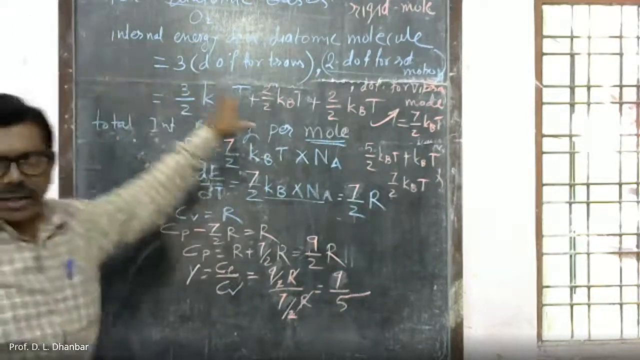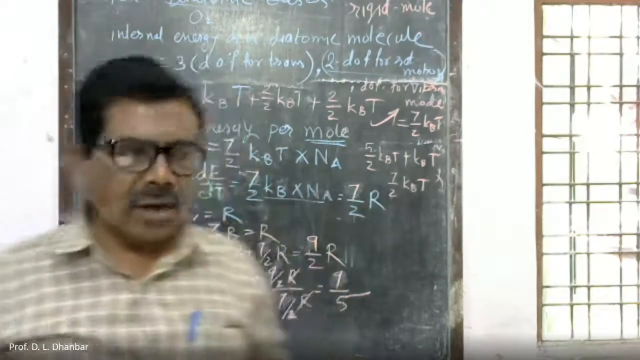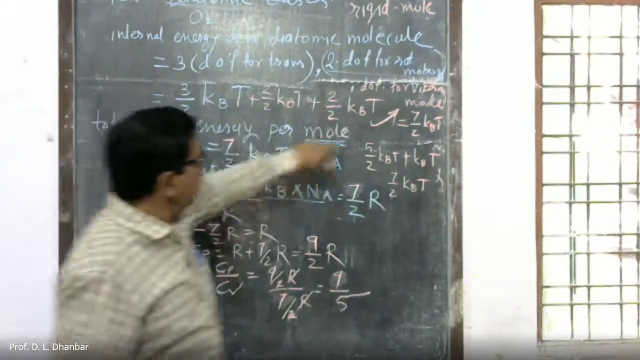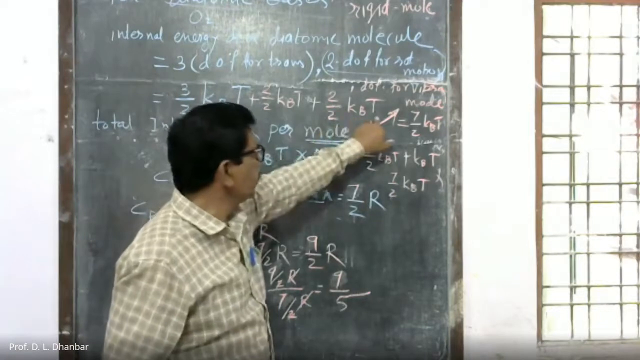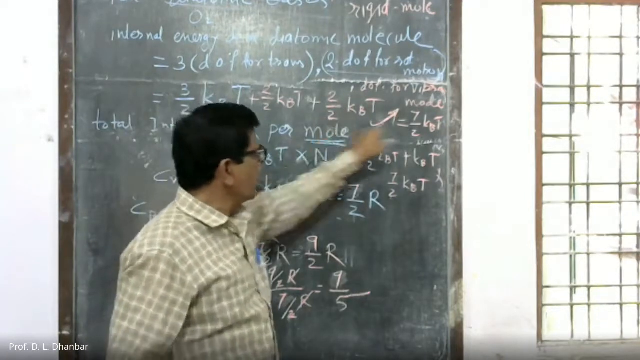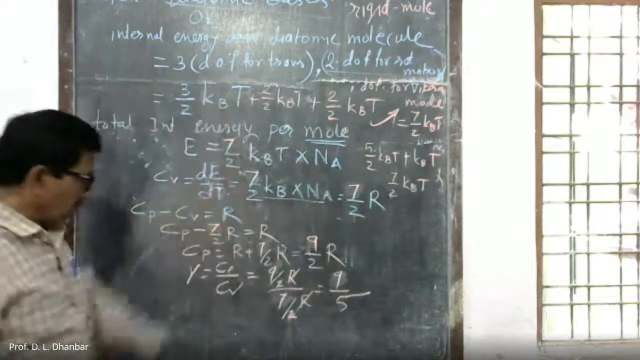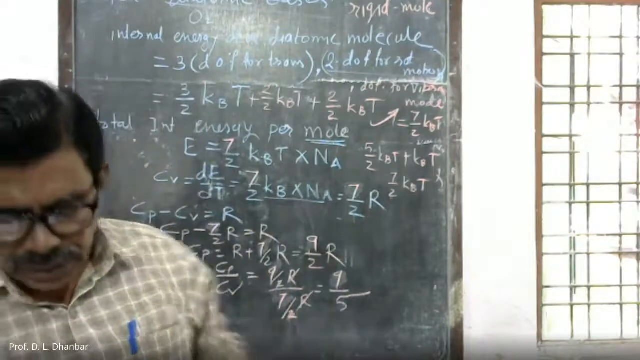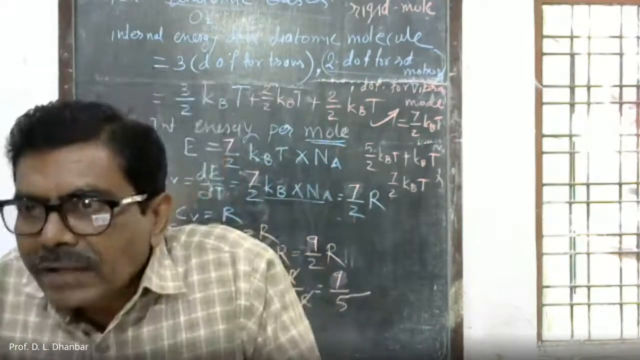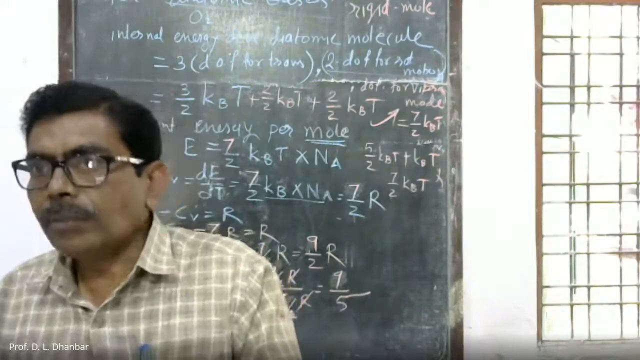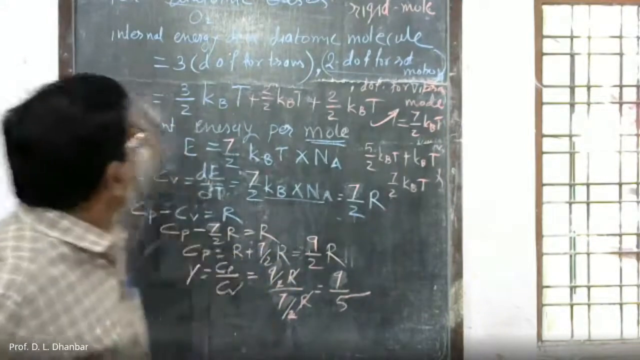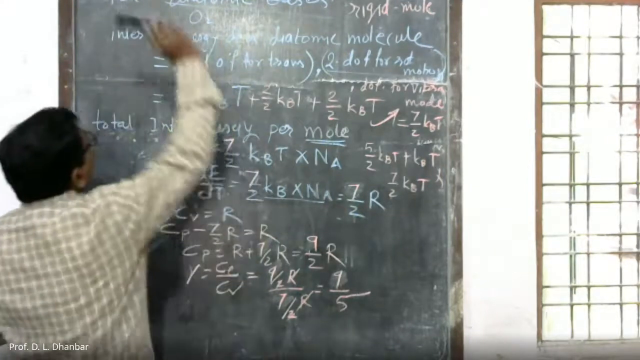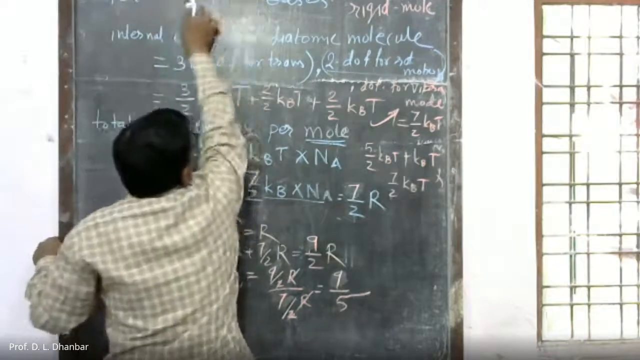So just what we have done, we have added one more degree of freedom as far as vibrational mode is concerned, and that is equal to 2 by 2 into kB into T. So when you add it, instead of 5 by 2, it becomes 7 by 2. All this further derivation will be changed accordingly. So this is about 9 by 7, the ratio of two specific heats for diatomic gases. Similarly, you can find out for polyatomic gases.